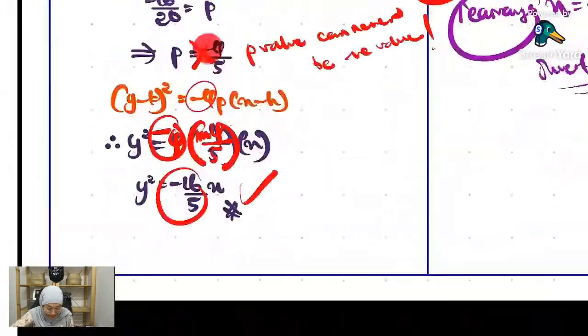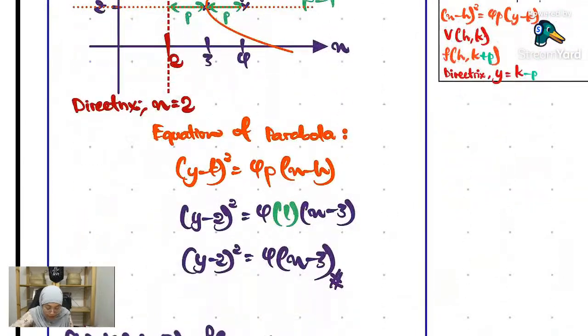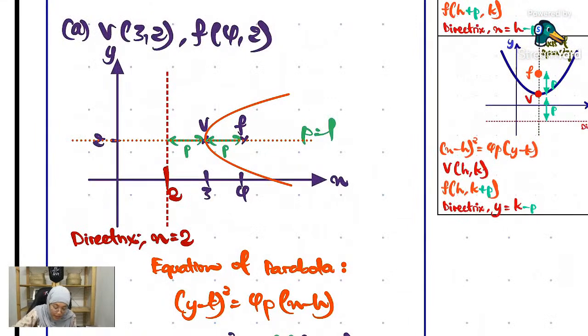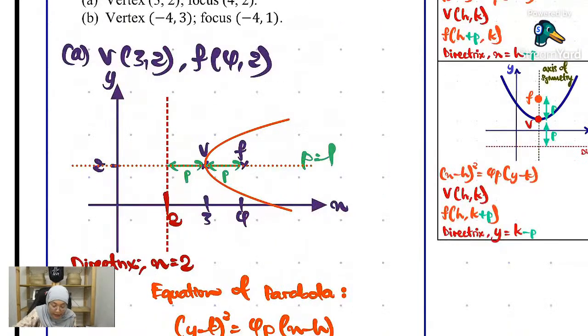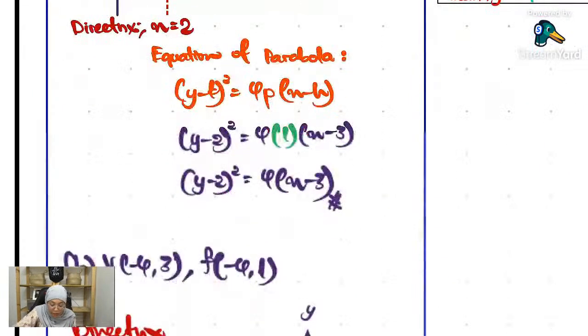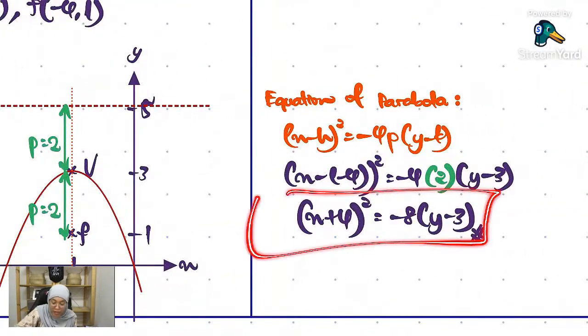Okay, next example. I want you to do this by yourself. You can have a look at my solution there. Just make sure you write down the V, the F, and the directrix. Itu yang paling saya nak nampak. Kena label dan kena tulislah kalau dia suruh. Tapi soalan ni tak suruh sketch. All you gotta do is just find the equation of ellipse. So this is the answer. This is the answer. You gotta try by yourself.